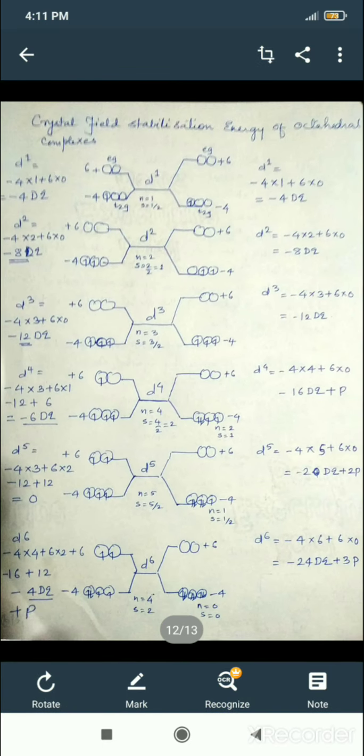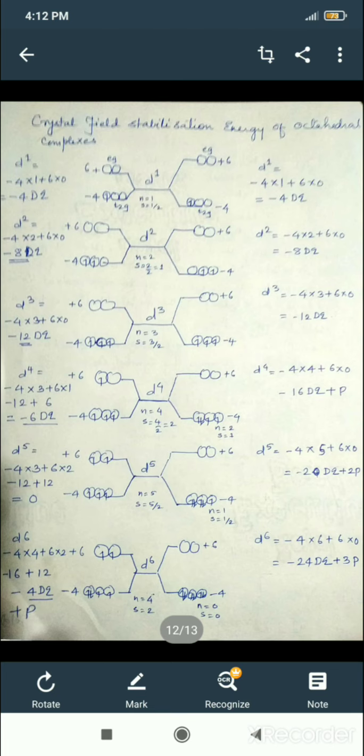the situation in d4 is different, because there are 3 orbitals at the lower level and 2 orbitals at the higher level, that is 3 orbitals are present at the t2g level and 2 orbitals are present at the eg level. So d4 means that there are 4 electrons. When delta O is smaller, it means the difference between the t2g and eg is less.